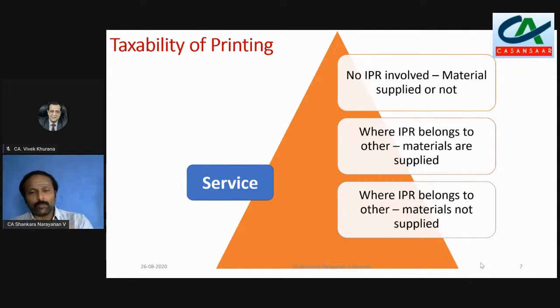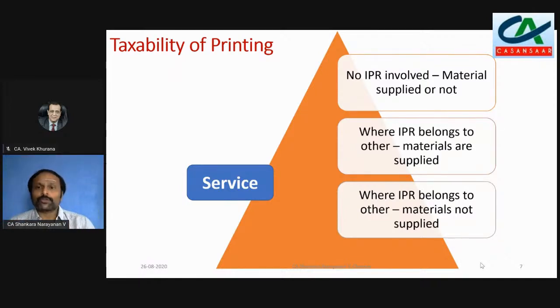So these two activities, the moment they started calling them a service, and especially the first one, which is the one at the bottom of the screen, where the intellectual property alone belongs to them and they ask me to print and supply, till today it is a point of discussion. Because look at the interesting aspect it throws open. I am sitting in India, you are outside India, let's say in UK or US, you are giving me an order, giving me the intellectual property with which the book has to be printed.